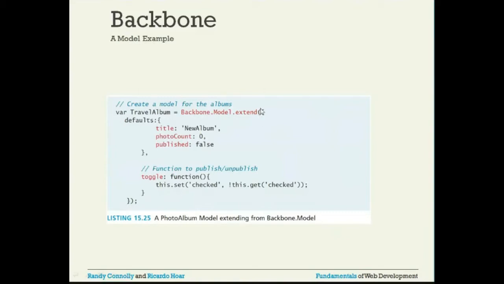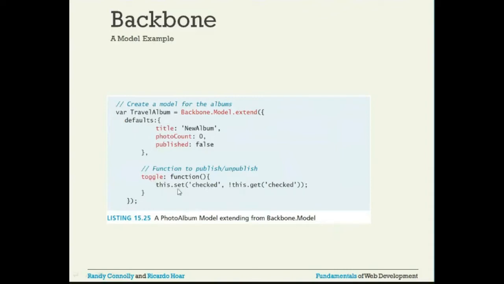And inside this is the opening parenthesis and this is the closing parenthesis. Inside that I have defaults: title, new album, photo count 0, published false. This is just the default values that is given. And also we have a function to publish or unpublish. The name of the function is toggle, it is the function.